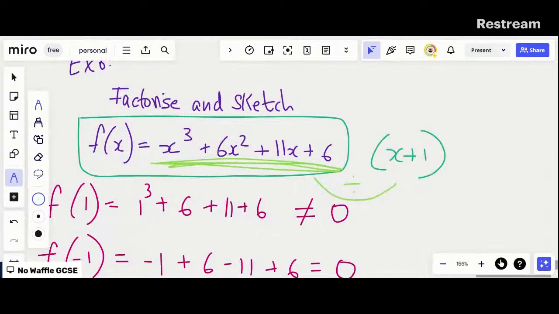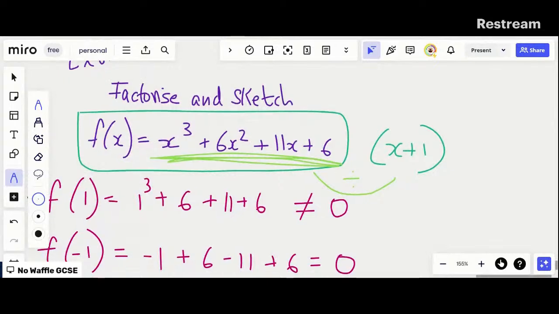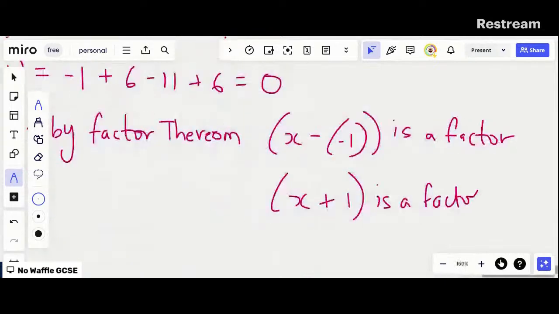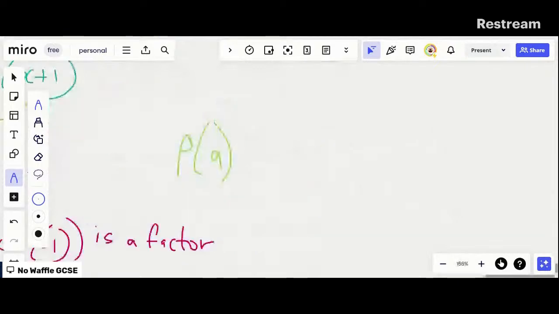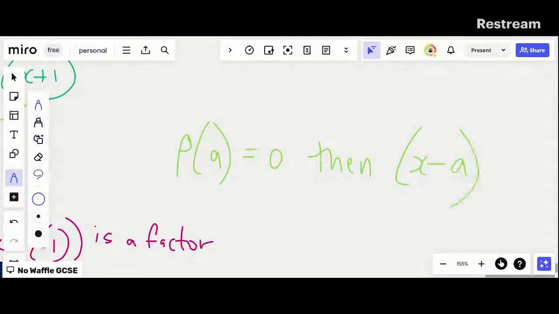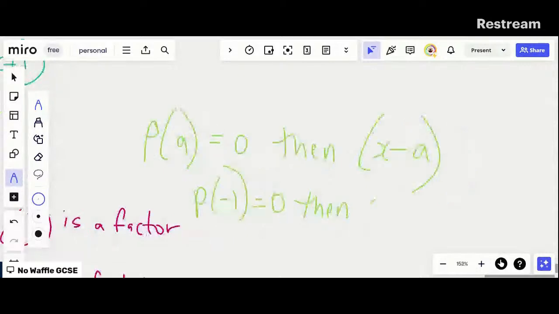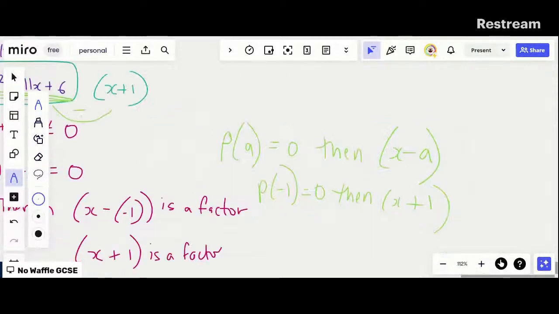Wait, I'm confused. No, minus 1 is a factor. But remember, if you sub in a value for x, example a, and it works, and you get 0, then remember, x minus a is a factor. And since we've got our polynomial, our a value is minus 1, then x minus minus 1 is going to be x plus 1. Okay? Hopefully that makes sense. Yeah? Okay, so continuing on now.